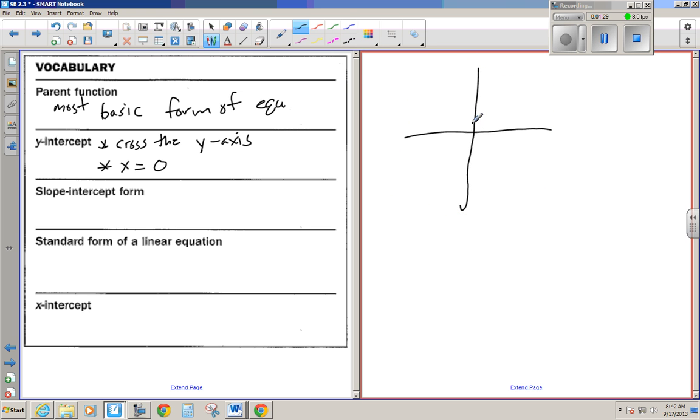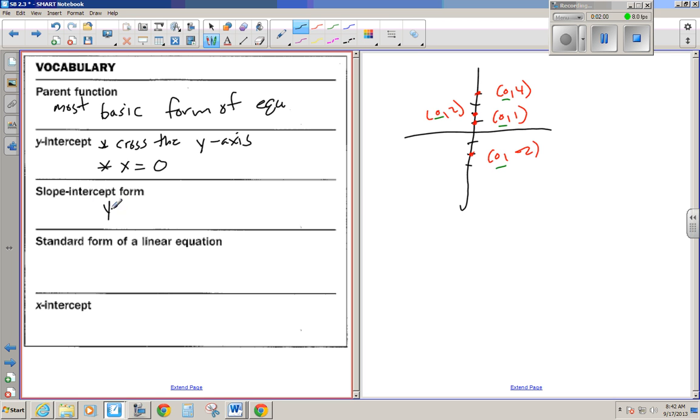So this point, let's scale it. Let's draw some points in here. So this point right here, (0, 1). This point, (0, 2). This point, (0, 4). This point, (0, negative 2). You can see that they all have a 0 in the x. So anytime a 0 is in the x, that means it is a y-intercept.